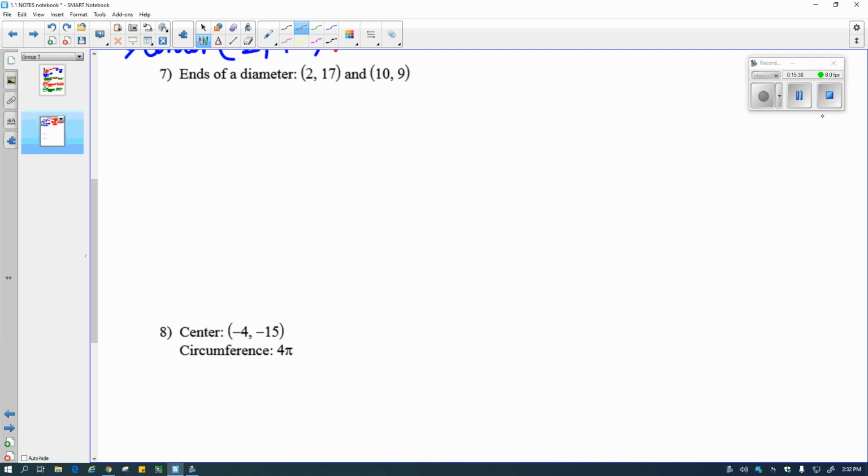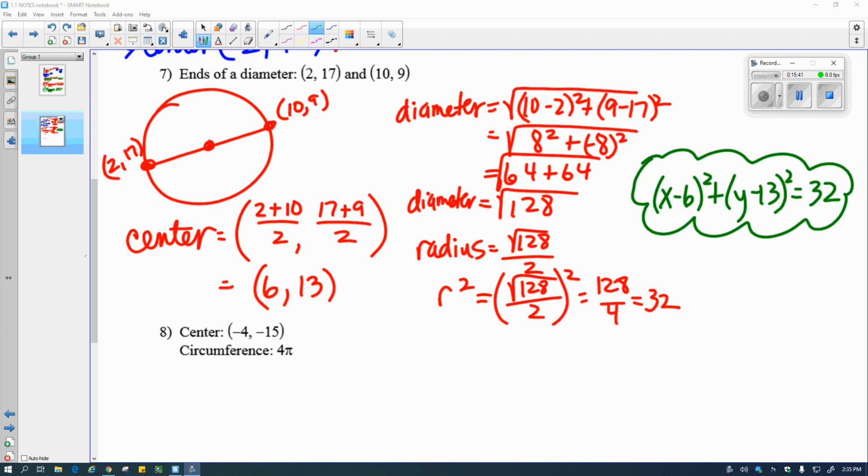So again, our goal is to end up with the same result. However you did it, I did this one the same way I did the last one, just so you could check and see. If you chose to find the radius instead and work with it, you should end up with the same thing. But I found the diameter, got that to be the square root of 128, cut it in half, got the square root of 128 over 2, squared that, and I was able to reduce it. So my final answer is x minus 6 quantity squared plus y minus 13 quantity squared equals 32.